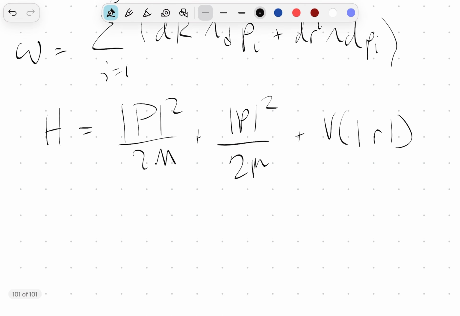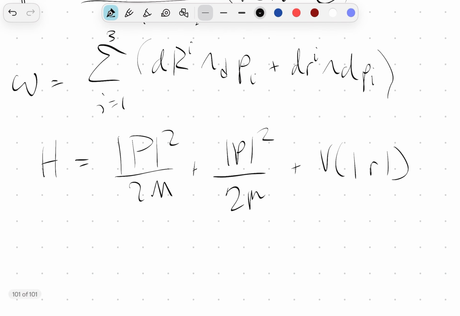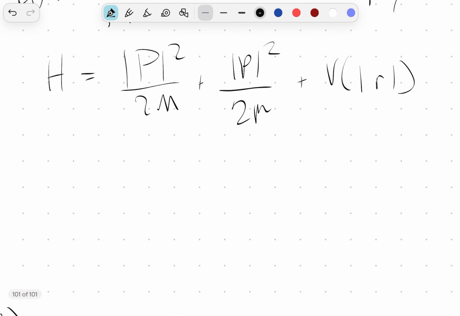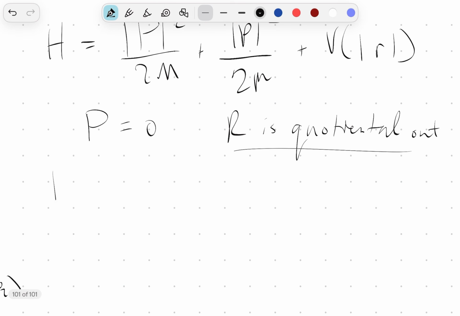And what we now have is a reduced phase space. Remember, the total momentum, we set P to be equivalent to 0, and R is quotiented out. Right? And so we thus just have a one particle system. It's called the relative Hamiltonian.